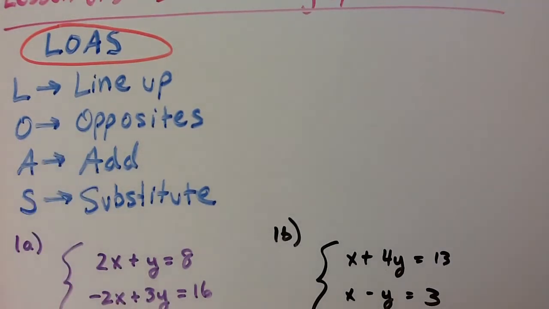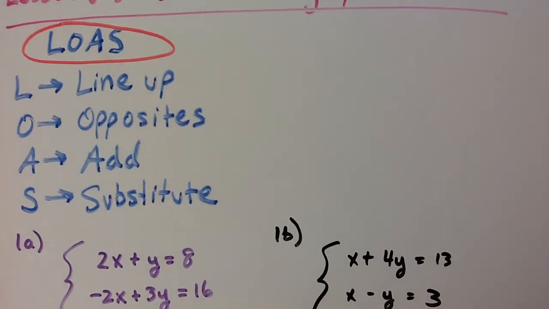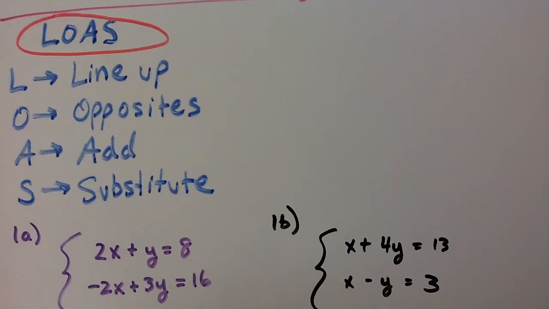A is for add. We add the equations, and by adding the equations, we will eliminate one of the variables. And that's where this method gets its name, elimination. We're going to eliminate one of the variables so that then we can solve for the remaining variable. The S is for substitute. We're going to substitute the value from step 3, when we added the equations together and solved for that variable, into one of the equations to solve for the other variable. And then once we have our x and our y, we write the solution as an ordered pair.